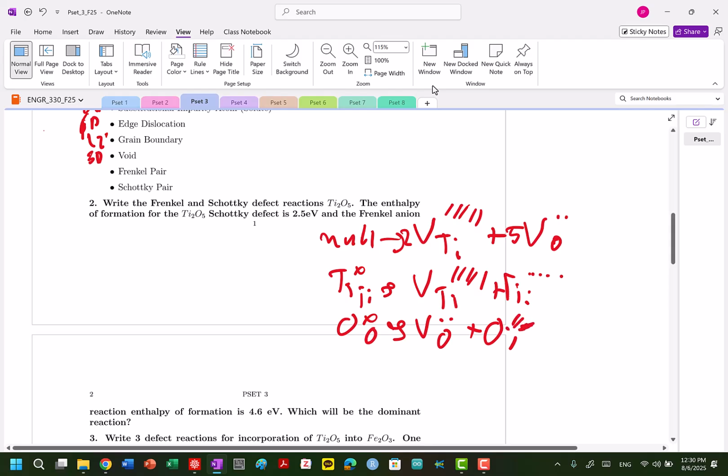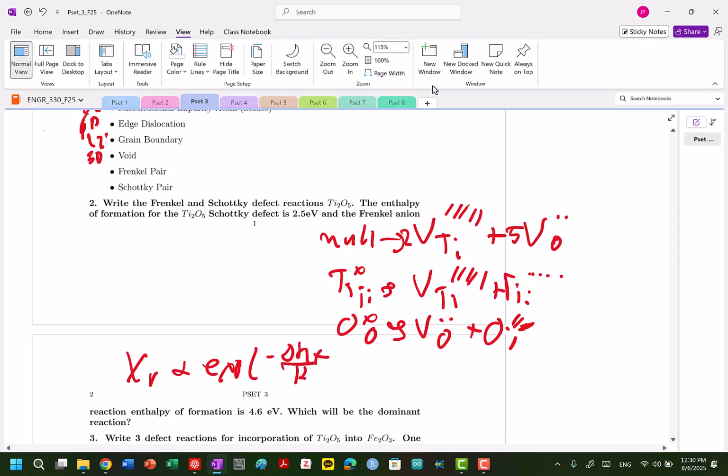Excellent. Which reaction dominates? We have this general expression for the concentration of vacancies or defects, which scales exponentially with minus delta HF over kT. So lower enthalpy of formation means higher concentration of defects. That is going to be our Schottky defect.